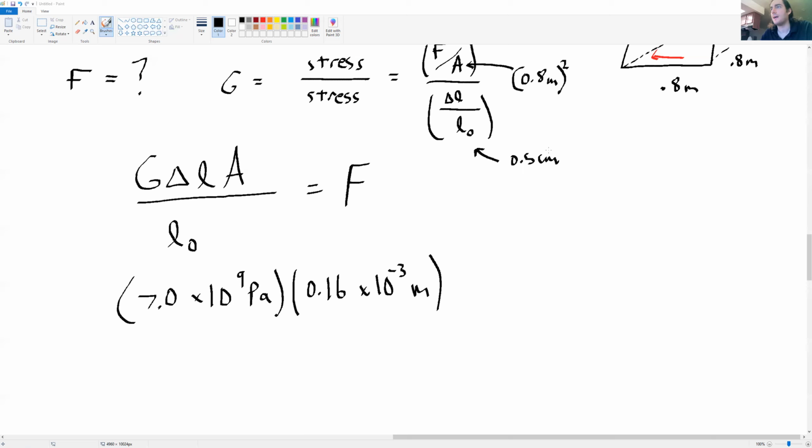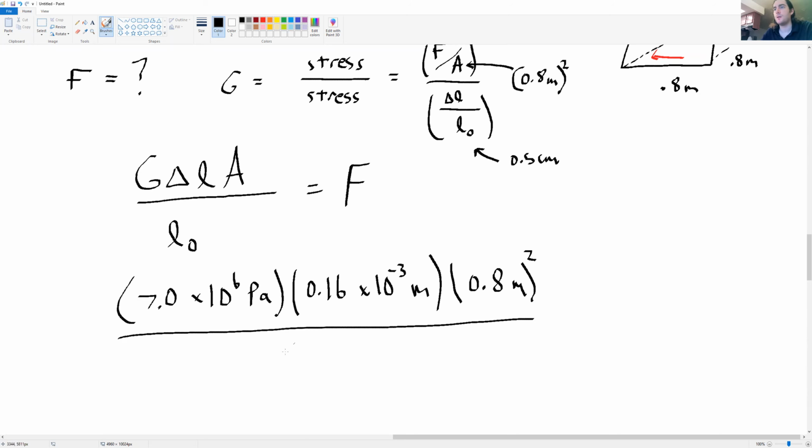Okay, yeah, I see that. Yeah, 10 to the 6. Not 9. I drew my 6 upside down on accident. Okay, and then the area, 0.8 meters, and we square that. Divide by L0, which is 0.05, excuse me, let's just convert it. So 0.5 times 10 to the minus 2. And that's going to be meters there.